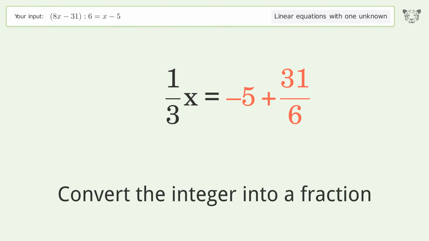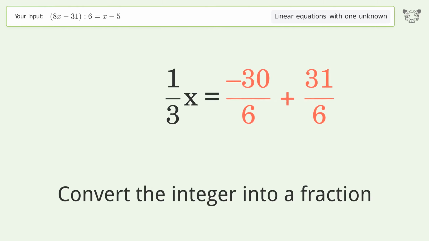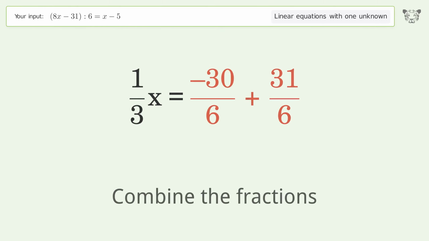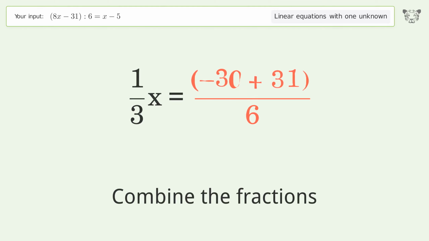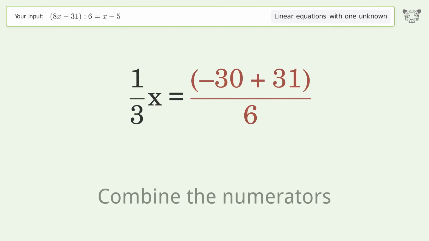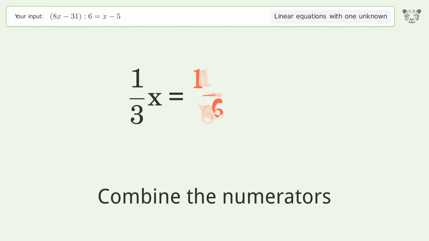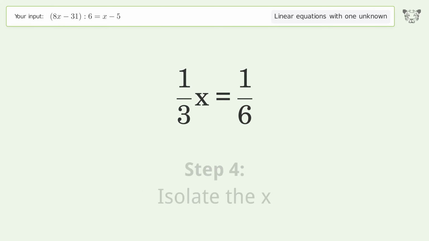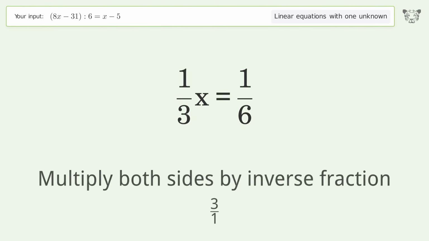Convert the integer into a fraction. Combine the fractions. Combine the numerators. Isolate the x. Multiply both sides by inverse fraction 3 over 1.